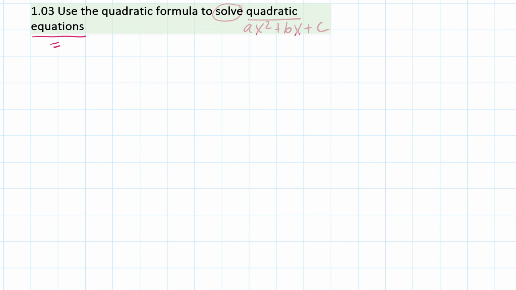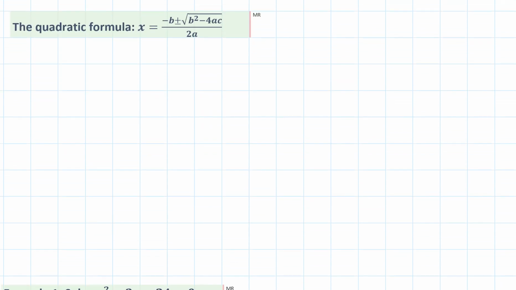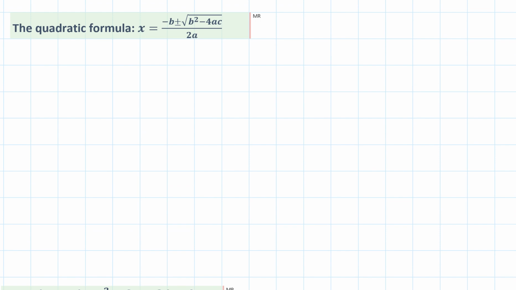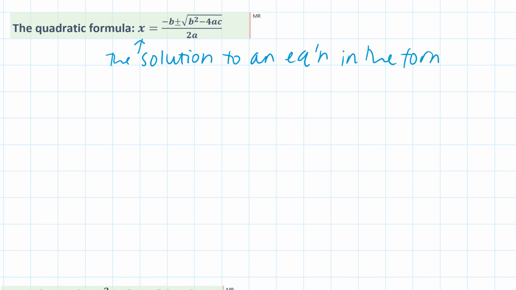And today, what's different is that we're not factoring. We have a new strategy on our hands. Let's take a look at what the quadratic formula is. This is the formula, and this is telling us x represents the solution to an equation in the form ax squared plus bx plus c is 0. So x will only be equal to these values if you're solving an equation that looks like this.